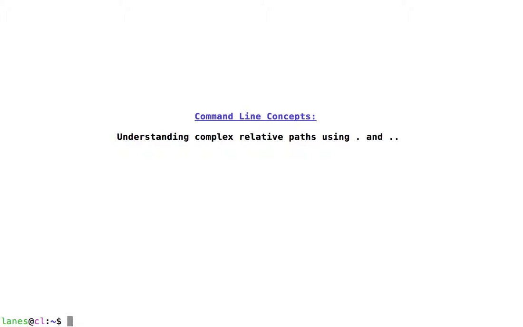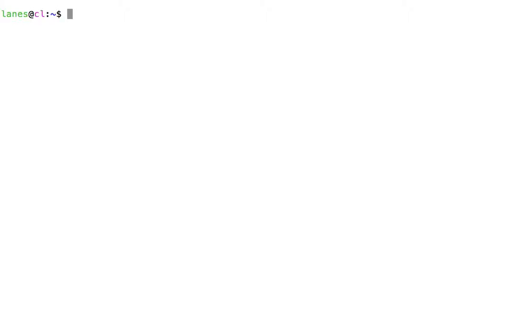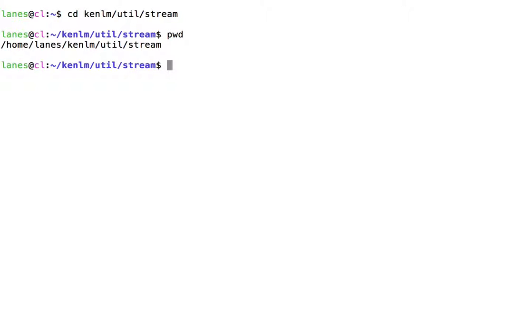Let's take a look at command line concepts. Understanding complex relative paths using dot and dot dot. Now, let's take a look at one example of a relative path that uses both dot and dot dot multiple times.